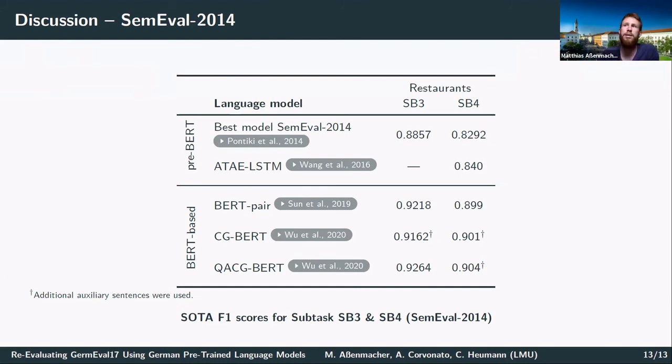One more thing is that unfortunately, these SB3 and SB4 tasks were not that popular compared to SB2, which was just the aspect term polarity. And for this SB2 data set, we weren't able to detect such a jump introduced by BERT. But we couldn't really figure out why this was the case, just an observation that this wasn't quite the case. Yeah, very, very interesting.